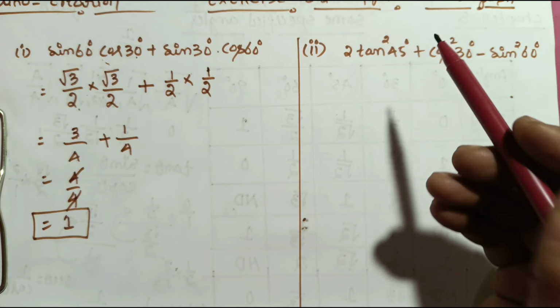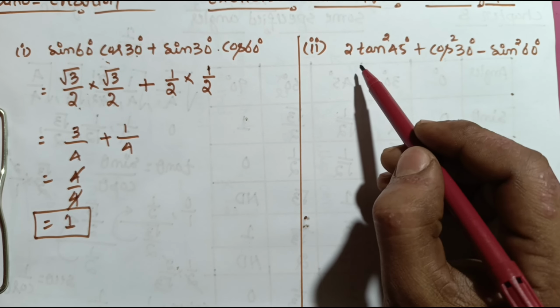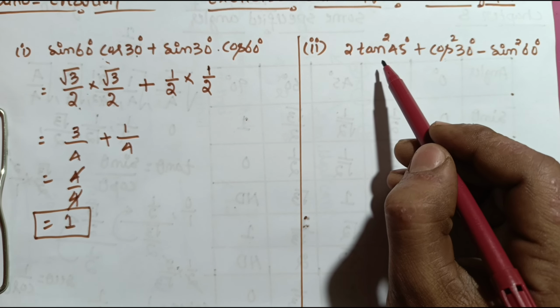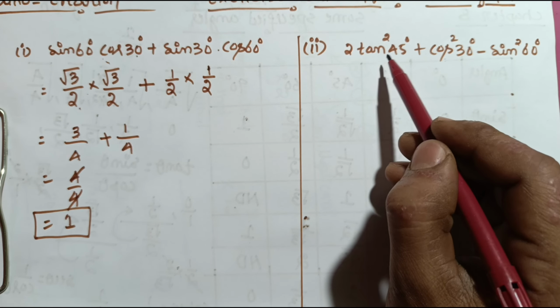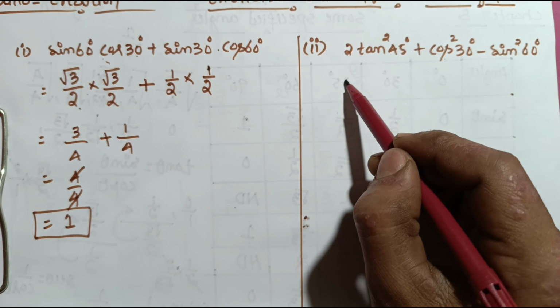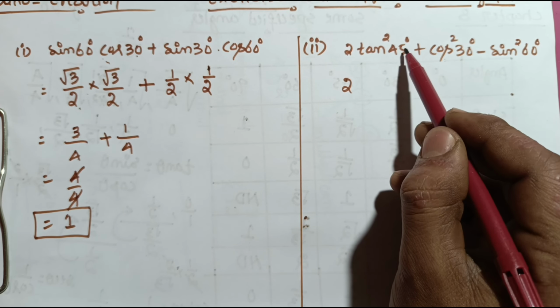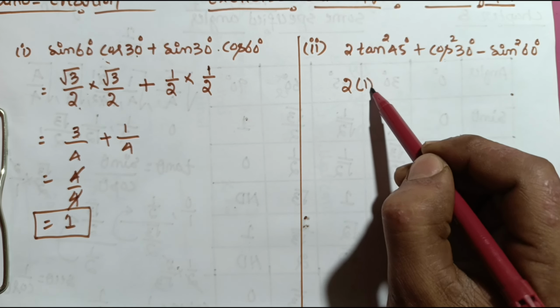Now the second question here also. In the first step, I need to substitute all the values from the trigonometric table. I will write these two as it is. Tan 45 degree, the tan 45 degree value is 1. Here there is a square.